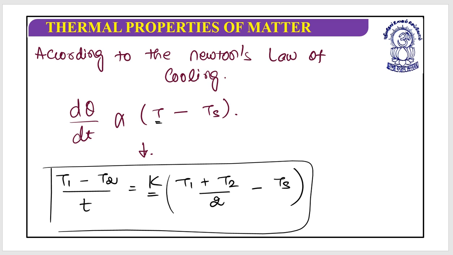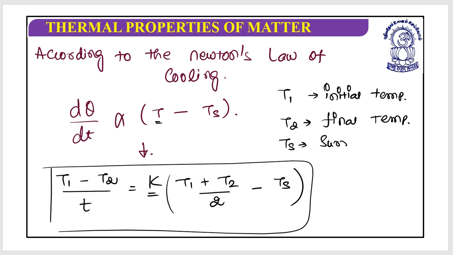Is it clear? So please note down these formulas, because we are going to use them, where T1 is the initial temperature, T2 is the final temperature, Ts is the surrounding temperature, and t is the time to reach from T1 to T2.